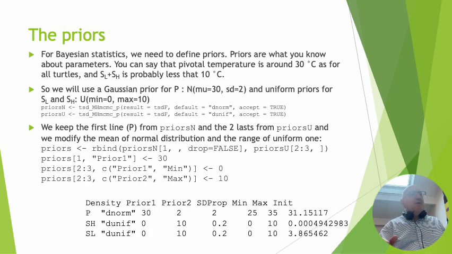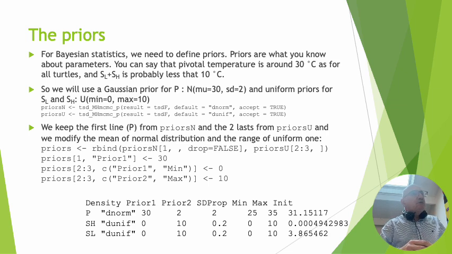In Bayesian, you must first define priors. The priors are what you can say about the value of parameters before running the model. You can say that the pivotal temperature is probably around 30 degrees Celsius, as for all turtles. And you can say also that SL plus SH is probably less than 10 degrees Celsius, because the TRT generally is between 1 degree Celsius for leatherback to, let's say, 6 for Chelonia mydas. So 10 is a real maximum.